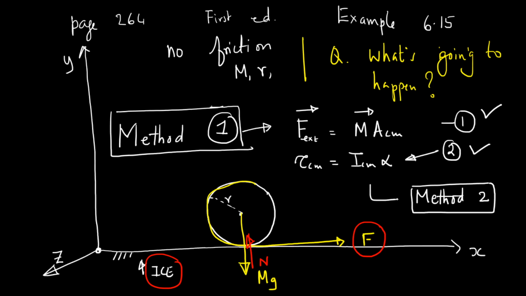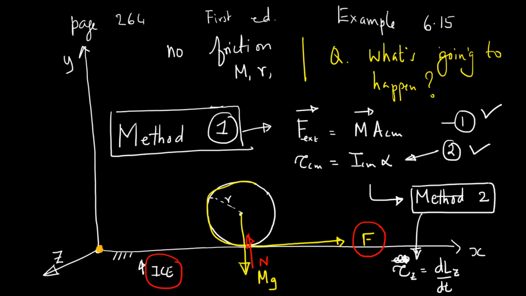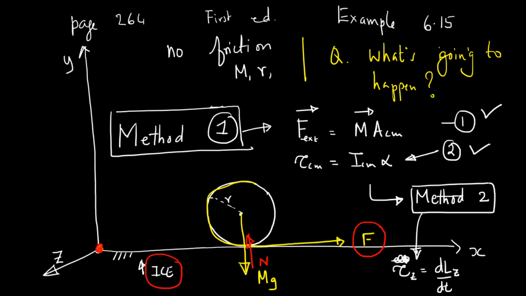Do we get the same answer when we apply something called method 2? And what exactly is method 2? I'll just mention it. Method 2 insists on starting from the base law, which is the torque is equal to dL by dt, in this case dLz by dt, and tau z. Both tau z and Lz are calculated with respect to this origin. Now this is the thing that we need to consolidate in our minds. You must calculate both tau and L with respect to the same fixed coordinate system. In this case, this is the fixed coordinate system, and that's the origin.